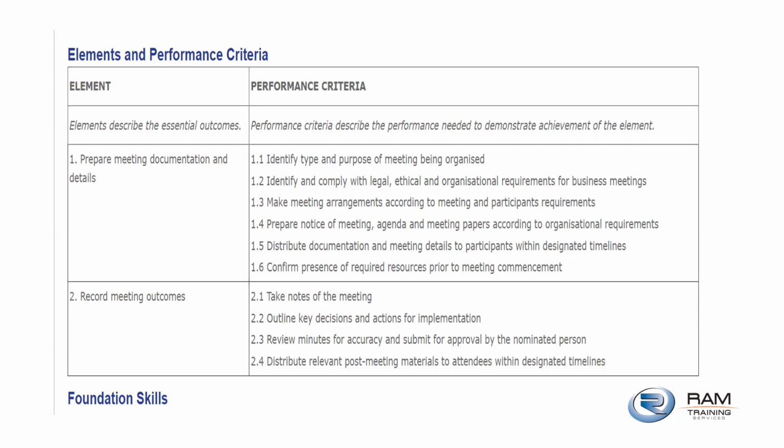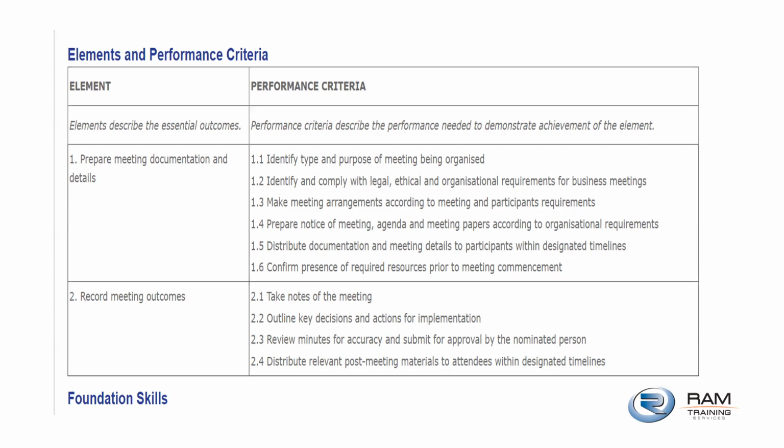So let's read through the performance criteria here. 1.1, identify type and purpose of meeting being organised. Okay. 1.2, identify and comply with legal, ethical, and organisational requirements. Okay. 1.3, make meeting arrangements. 1.4, prepare notice of meeting. 1.5, distribute documentation. 1.6, confirm presence of required resources prior to meeting commencement. All right. 2.1, take notes of the meeting. 2.2, outline key decisions and actions. 2.3, review minutes for accuracy and submit for approval. And 2.4, distribute relevant post-meeting materials to attendees within designated timelines.